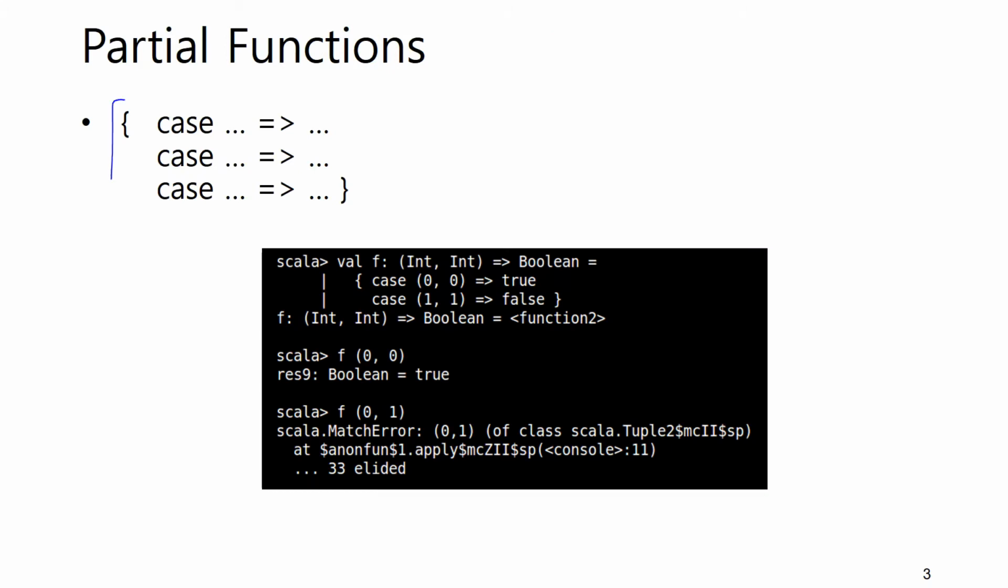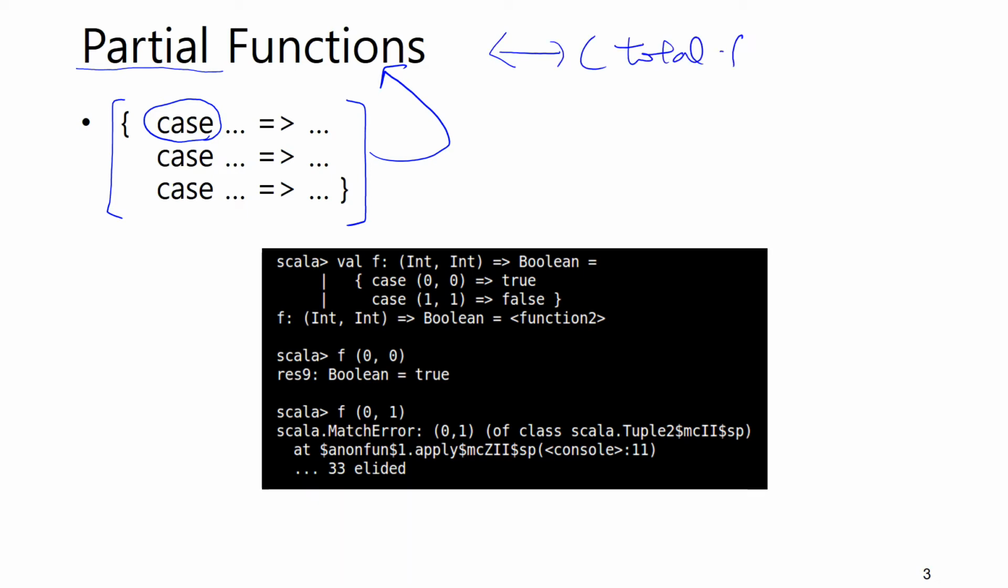We often use the case construct in Scala to perform pattern matching. And this case is a special keyword in Scala, but it turns out that this case construct is just syntactic sugar that is translated to partial functions in Scala. A function is partial if it is not defined on some elements in the domain, as opposed to a total function, which is defined on every element in the domain.